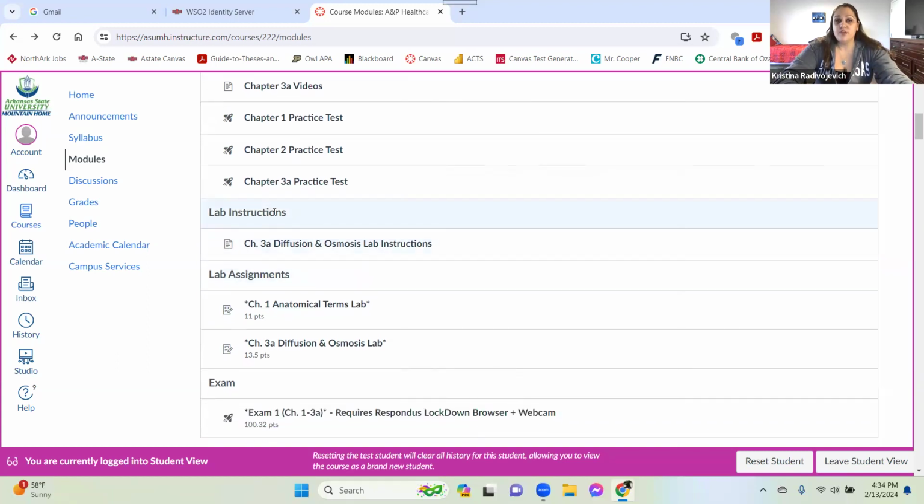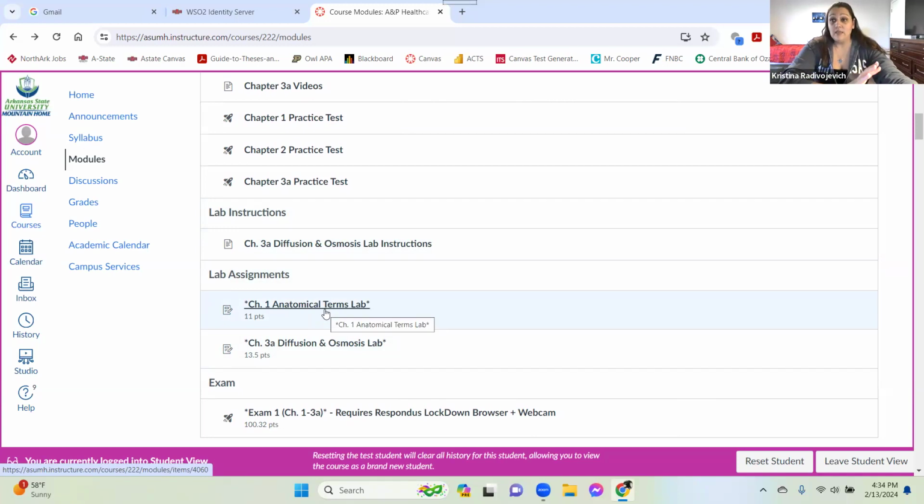The next couple of things, lab instructions and lab assignments, these things always go together. The big thing with these is that if there is a lab instruction, you need to have that open as well as the lab. So in this example, chapter one, anatomical terms lab, there's no lab instructions. That's going to tell me immediately that if there's no lab instructions, it is directly out of the PowerPoint and out of the textbook. That's what you're going to use to complete that lab.